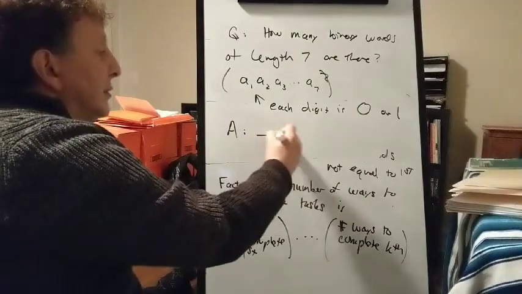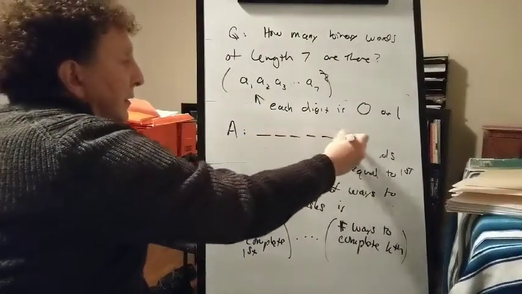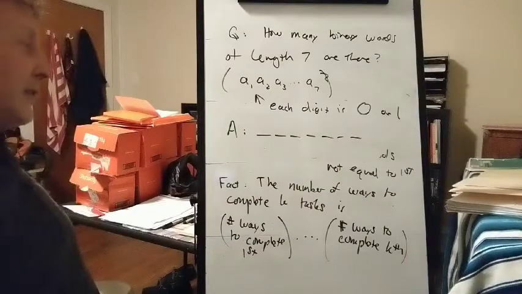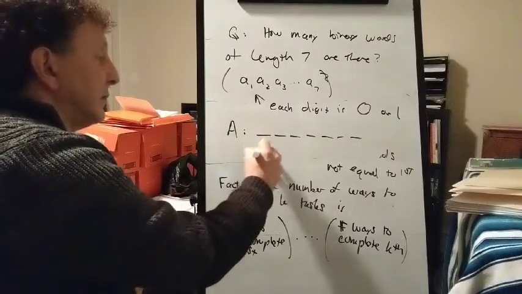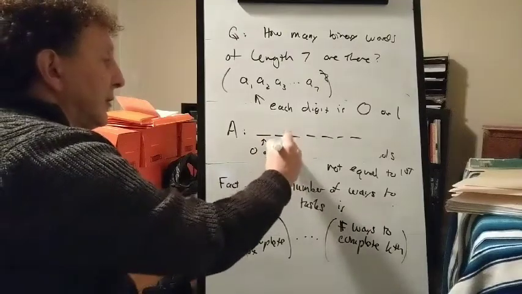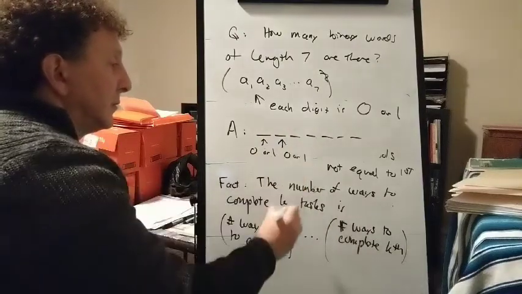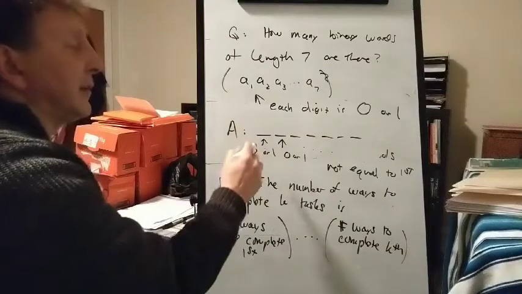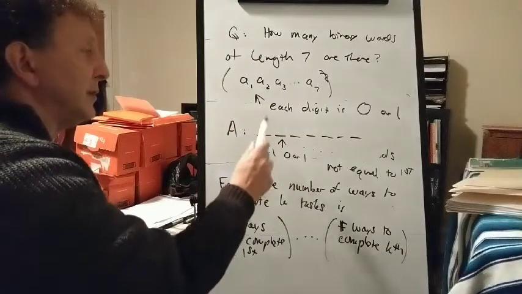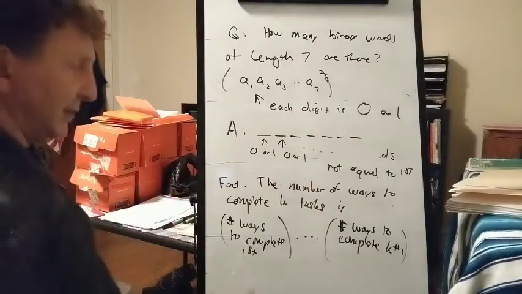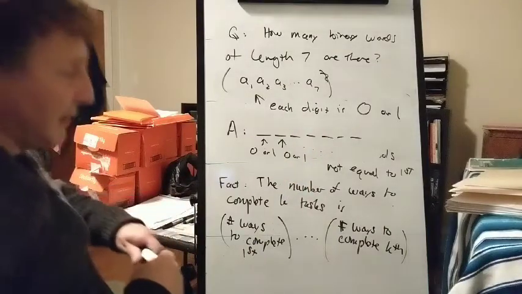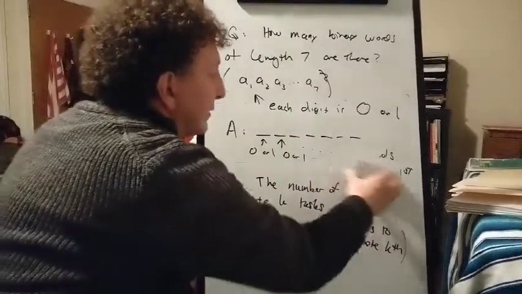So the answer is, let's think about these 7 digits. The first one is 0 or 1. And the second one is too, etc. Every single one of these is 0 or 1. So we have 2 choices, 2 choices, 2 choices, 2 choices. And we say that 7 times. So I guess there's 2 to the 7th binary words of length 7.